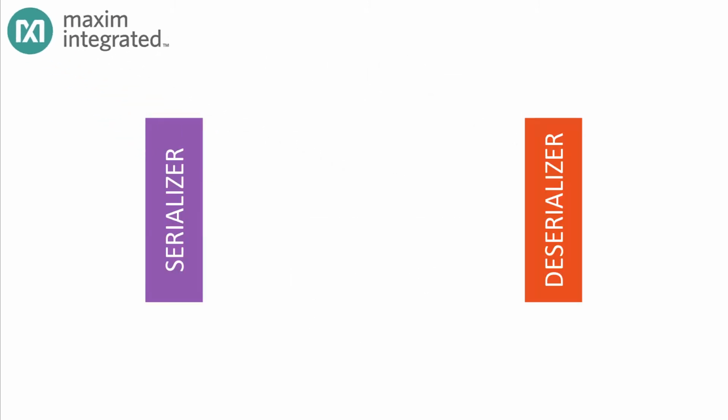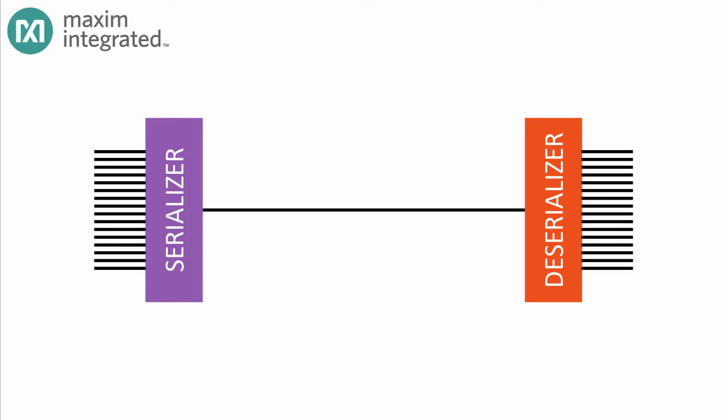Serializers and deserializers. It sounds simple enough. You just convert parallel data to serial, pipe it over some kind of cable, and convert the serial data back to parallel. Easy peasy. But as we've seen, it's really not that simple. Maybe the problem is the name.